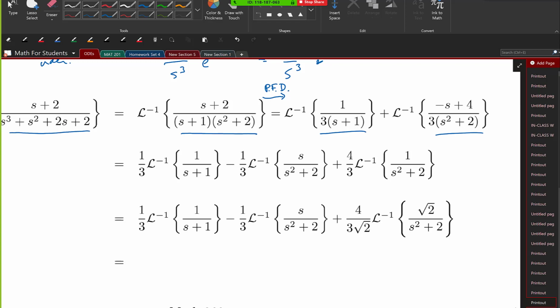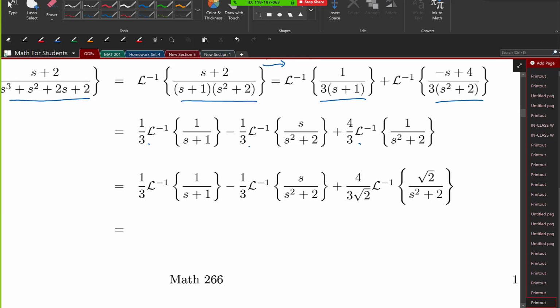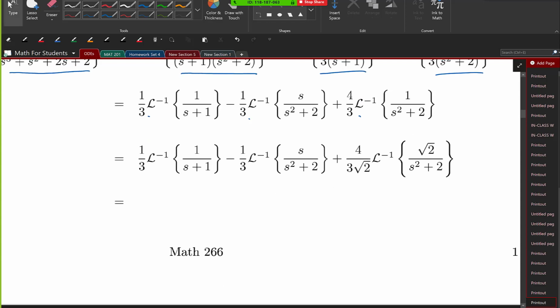Once I do that, I start trying to break things up to make them look like some of my basic elementary Laplace transforms. Usually it's helpful to factor out constants like I did here, here, and here. If you want to do it all in one step, you're welcome to, but for showing this to you I did it in 2 steps. Then this one is ready to be inverted, so I left it alone. This one is ready to be inverted, so I left it alone.